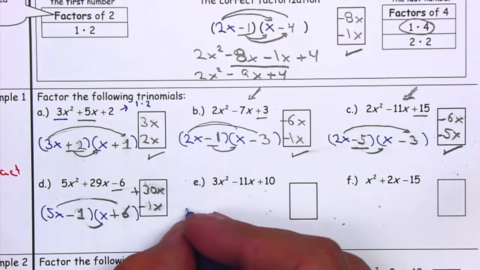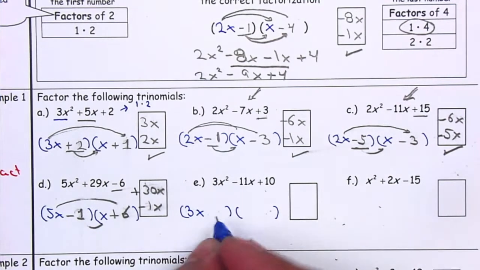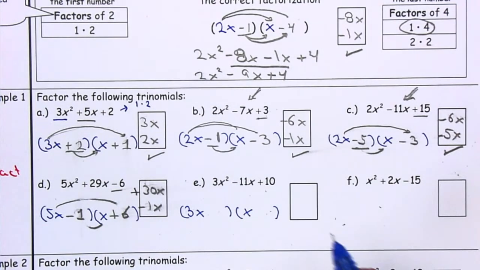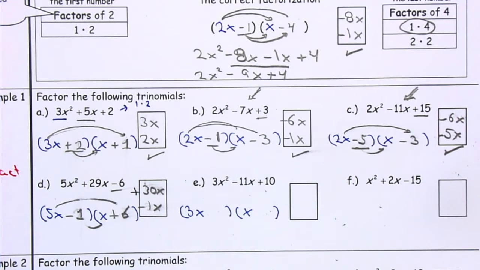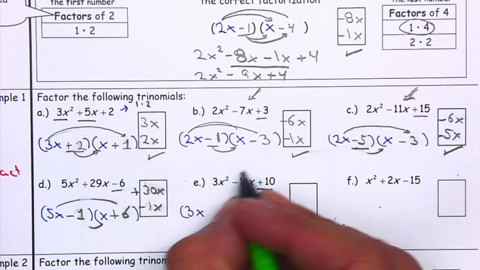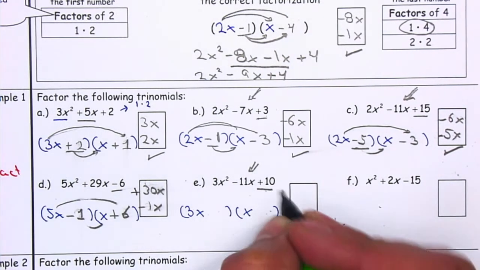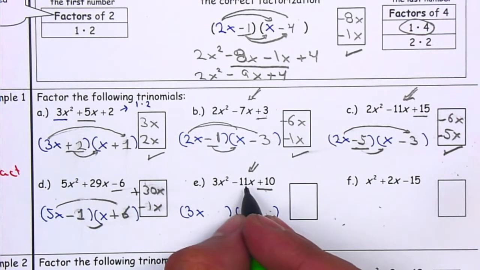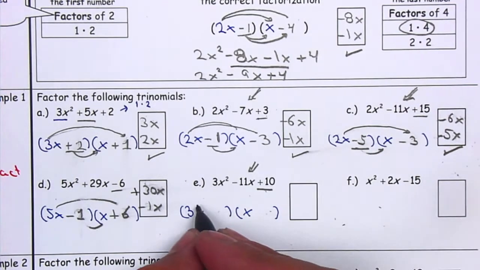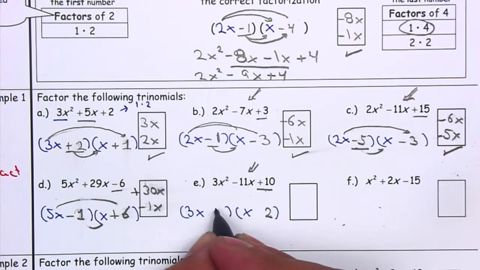Letter E, double parenthesis. Factors of 3x squared are 3x times x. Factors of 10 will be 2 times 5 or 10 times 1. I'm going to use 2 times 5. Now this is a positive, but remember if the last one's a positive, you're going to have to add them. Whenever I add them, it has to give me a negative 11. So that means that they both have to be negative. I'm going to place my 2 here and my 5 here.